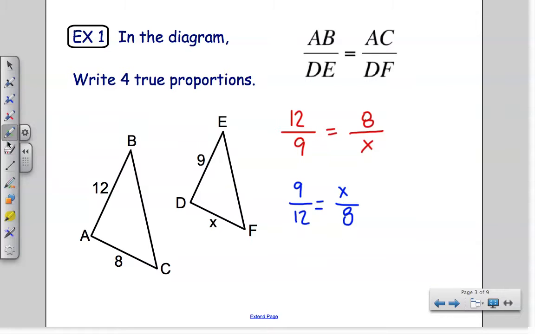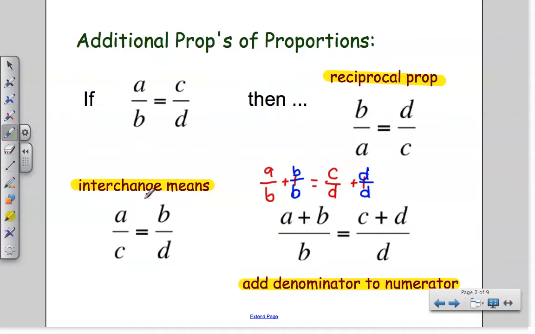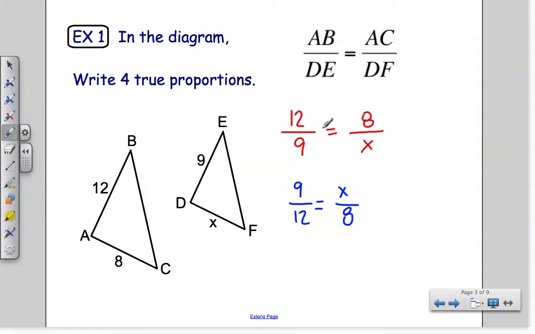Okay. Next property, remember, was interchange the means, which are the two in the spots diagonal here. So I'm going to keep 12 and x in the same places, but I'm going to change where the 9 and the 8 are. Interchange those means, and I'm going to put 8 down here and 9 up here, but notice the same things are still diagonal.